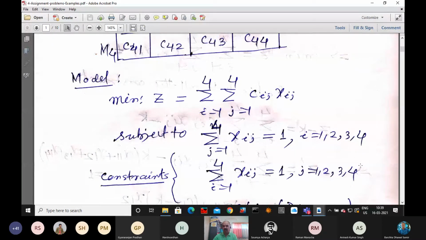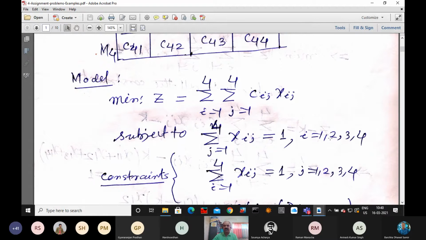So what about the xij? This xij I have told already. If you are assigning the ith machine to the jth job, whatever you can say, it is 1, otherwise 0. If you are not assigning, it is 0. So these xij are all binary, either 0 or 1. And you can see here summation over j varies from 1 to 4 of xij equal to 1, for i equal to 1, 2, 3, 4.